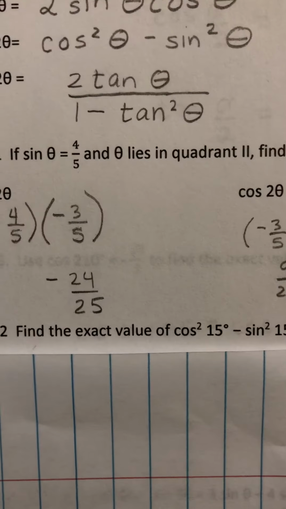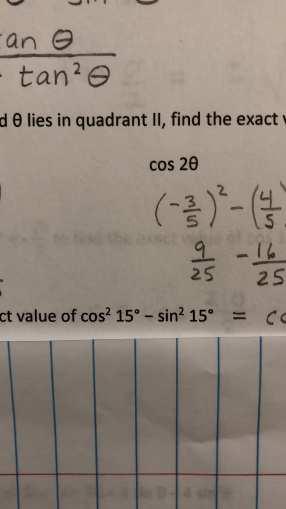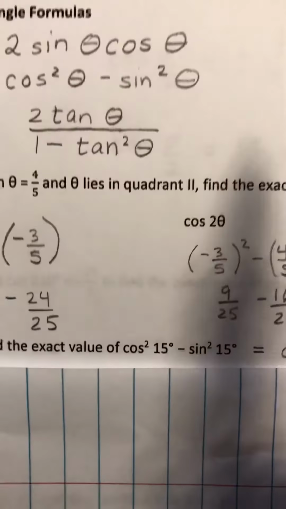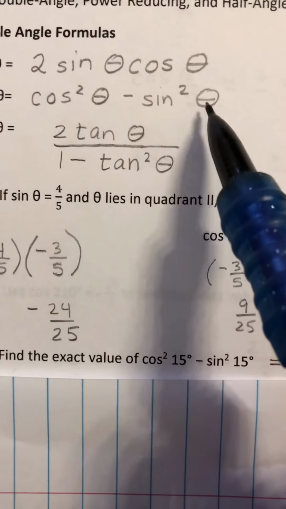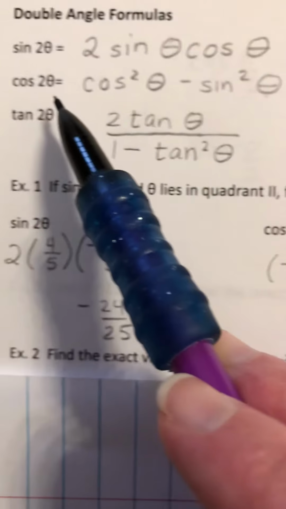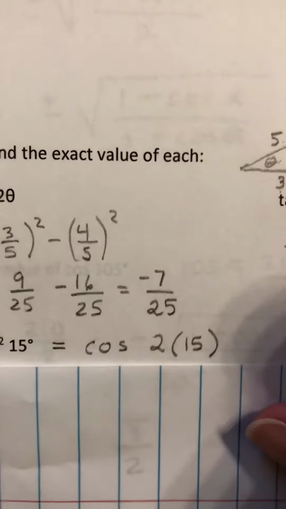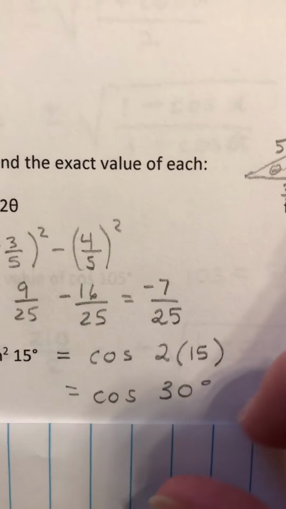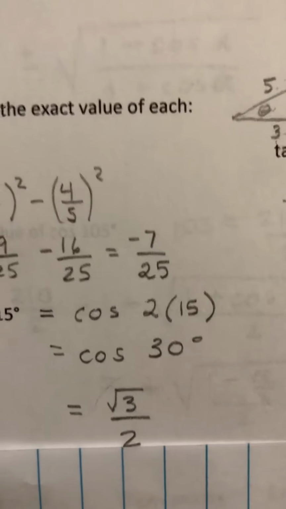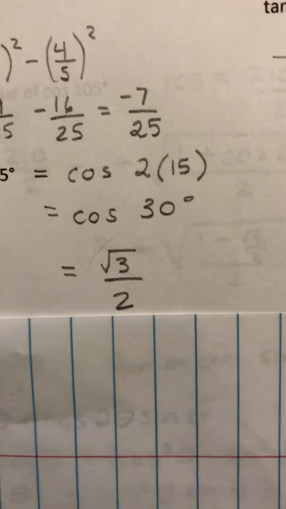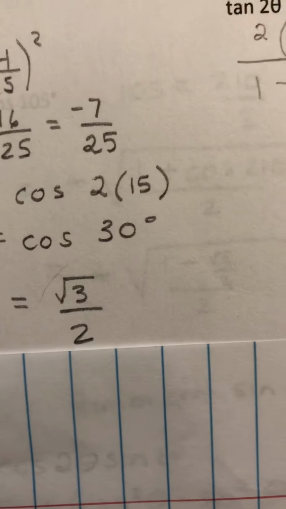In example 2, find the exact value of cosine squared 15 degrees minus sine squared 15 degrees. So I'm going to use the reverse. I've got this set up with theta being 15 degrees. So that's equal to the cosine of 2 theta. So the cosine of 2 times 15 would be the same as the cosine of 30, which, using your 30, 60, 90 right triangles that we talked about in the previous chapter, would be radical 3/2.